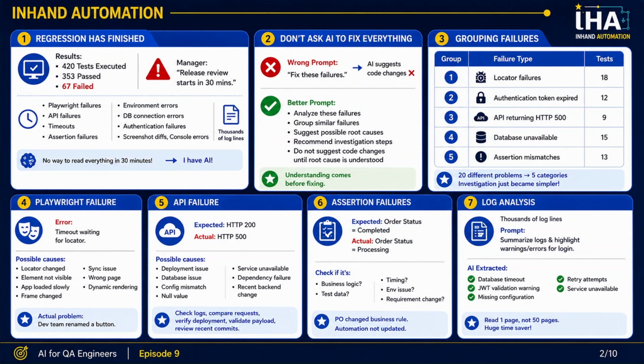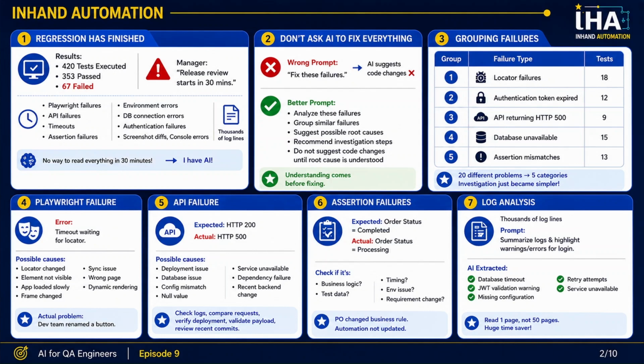So Rahul gave those API failure details to AI and asked to analyze these failures. And then we got a response from the AI that expected was HTTP 200, but actually it is 500. So maybe the possible root cause is deployment issue or database issue. So this is how AI gives a structured investigation path, not random guesses, right?